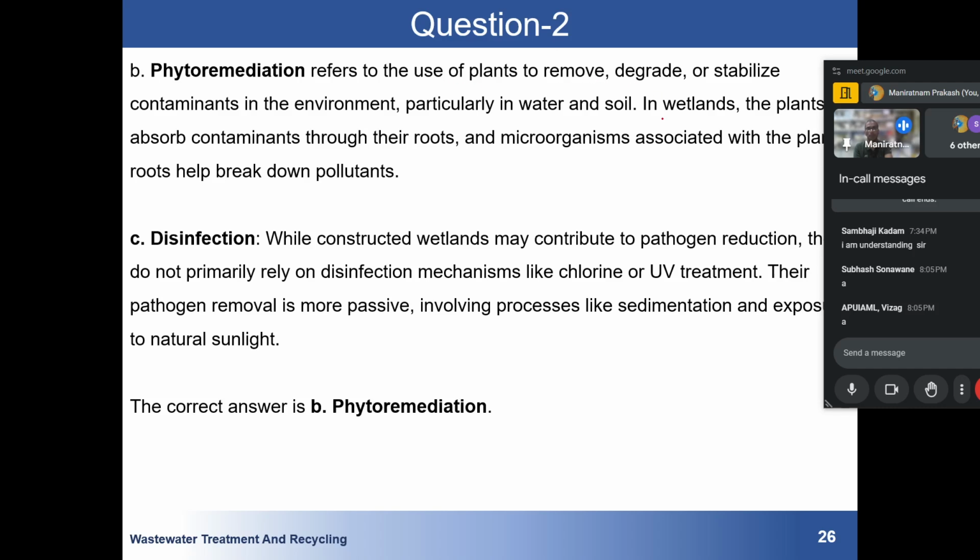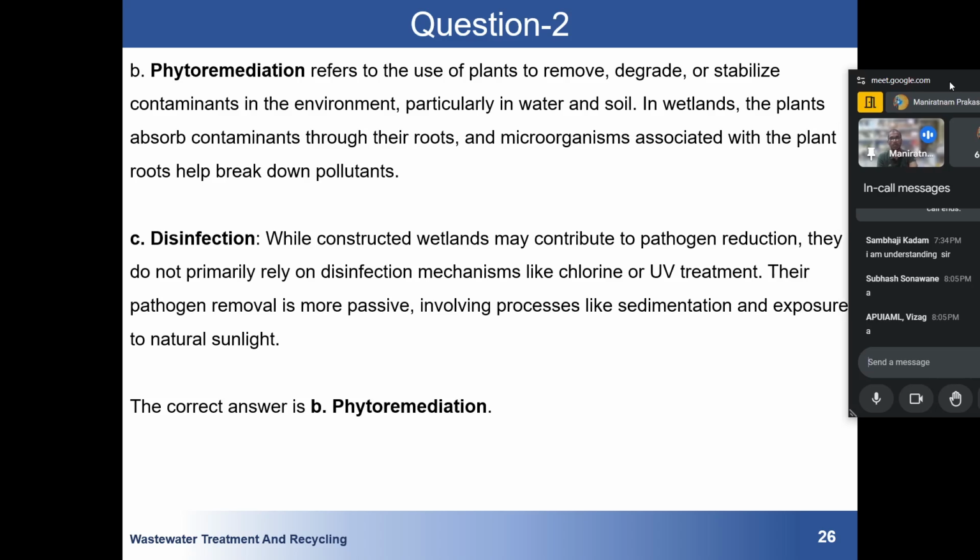Phytoremediation refers to the use of plants to degrade or stabilize contaminants in the environment, particularly in water and soil. In a wetland, the plants absorb contaminants through their roots, and microorganisms associated with the plant roots help. So we know that in our wetland we have plants in the middle, and those plants remove our contaminants with the help of a process known as phytoremediation. Again, disinfection is another thing, using chlorine and UV. This is not happening in our wetland.